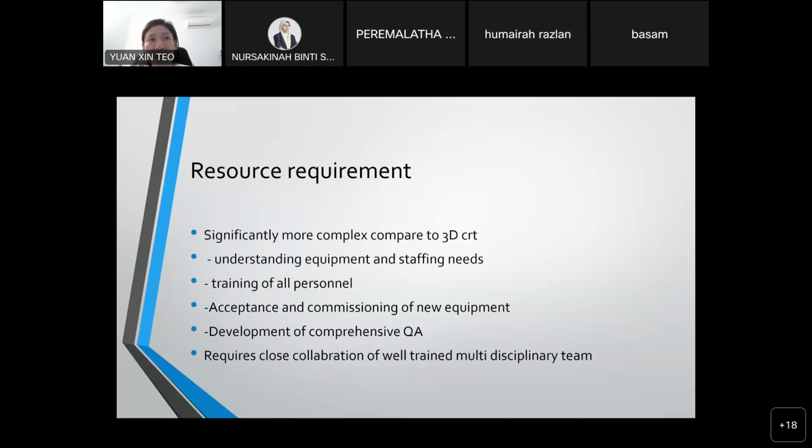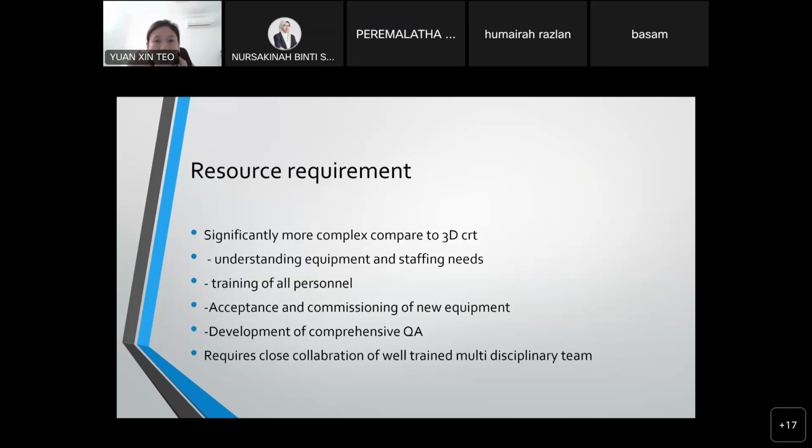So we need to redo everything, the acceptance and the commissioning, all the tools, and then collect all the data by using water tanks. We will develop a lot of comprehensive QA, recollect all the data of the machines, and then dump it into our treatment planning system. From there, we have to recalibrate the machine and our treatment planning system to a tighter tolerance, from 2 mm to 1 mm, okay.